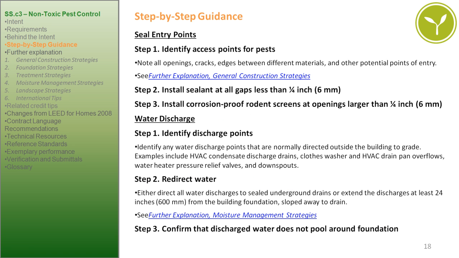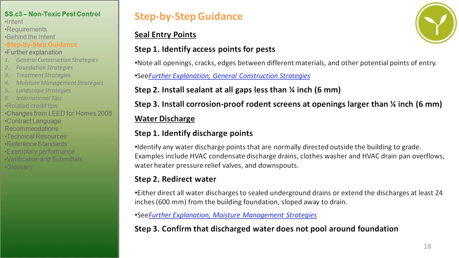Seal entry points. Step 1. Identify access points for pests. Note all openings, cracks, edges between different materials and other potential points of entry. See further explanation, general construction strategies. Step 2. Install sealant at all gaps less than 1/4 inch or 6 mm. Step 3. Install corrosion-proof rodent screens at openings larger than 1/4 inch or 6 mm.